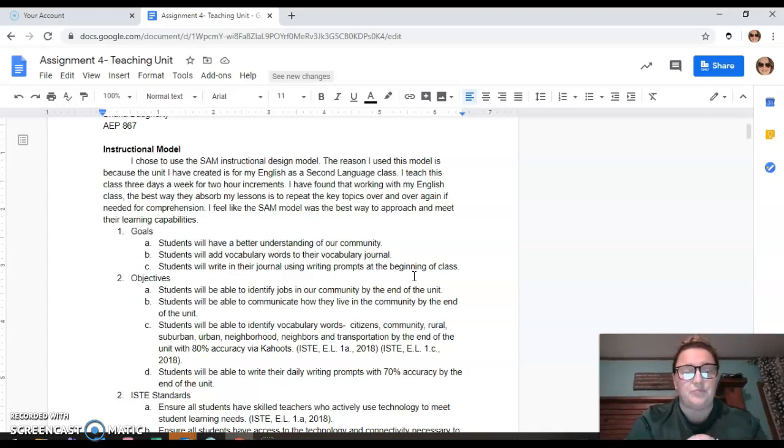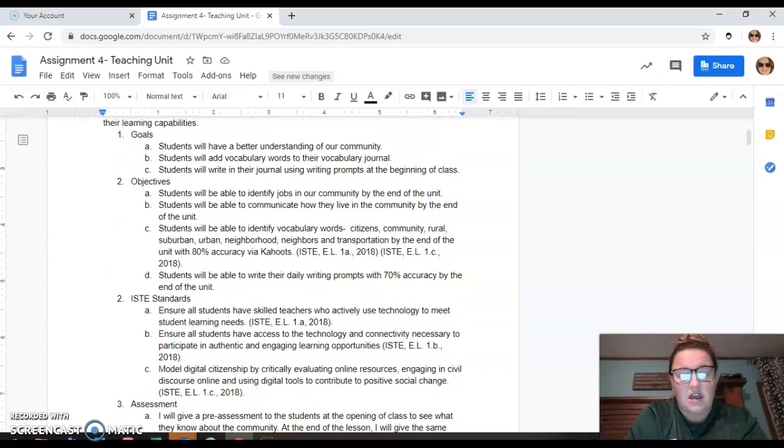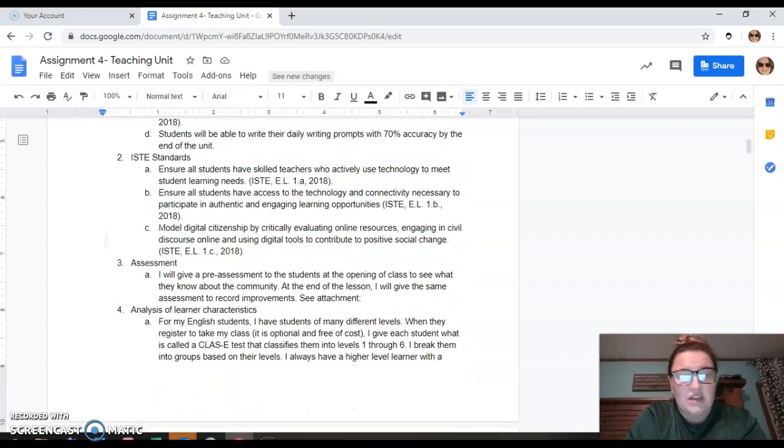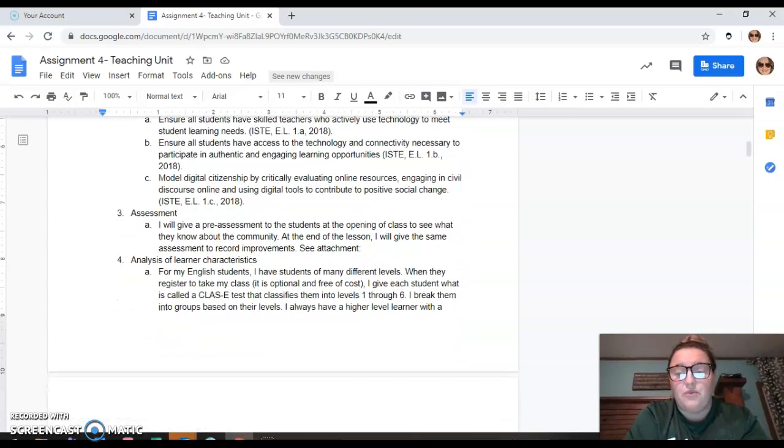Skimming through this real quick, my goals are that students will have a better understanding of our community. Students will add vocabulary words to their vocabulary journal. Students will write their journal using writing prompts at the beginning of class. This is something that we typically do on a regular basis. As you can see, I have my objectives with my standards in there. Then I have the standards. For this particular assignment, I'm going to give an assessment at the beginning of the class, which is just a simple 4 questions. It's nothing big.